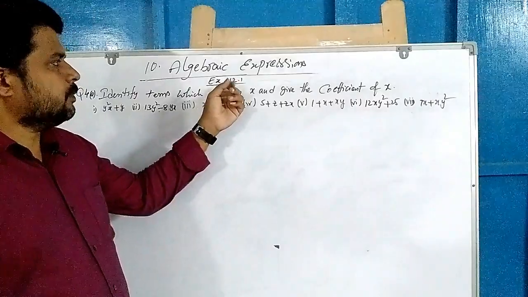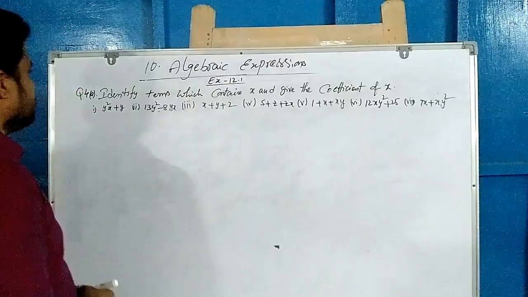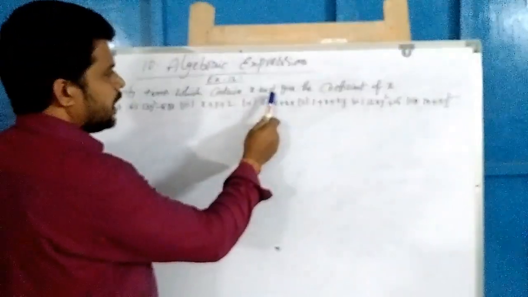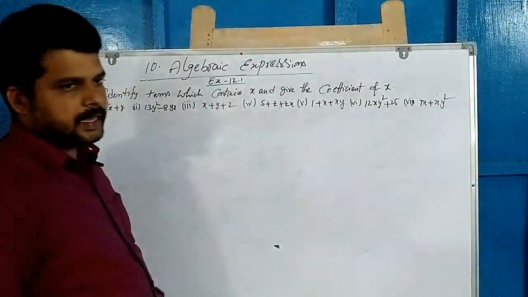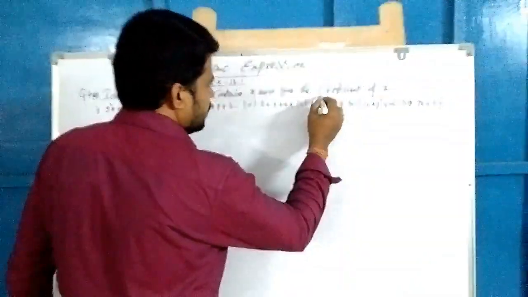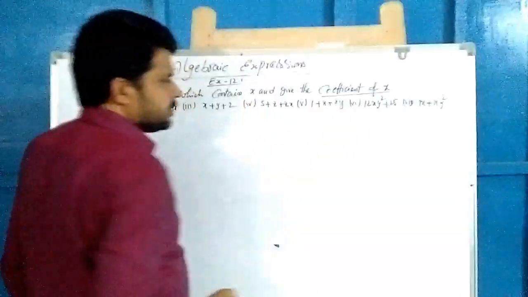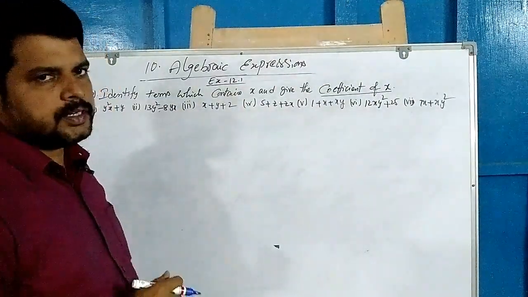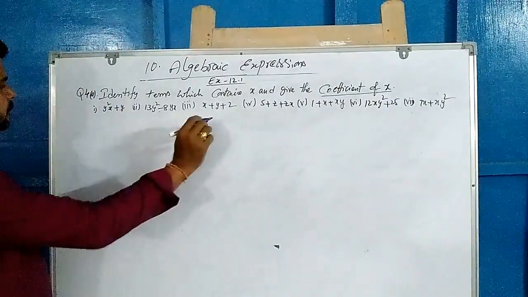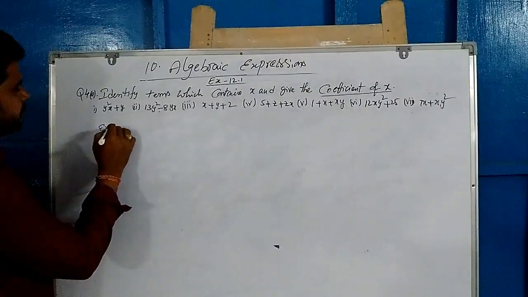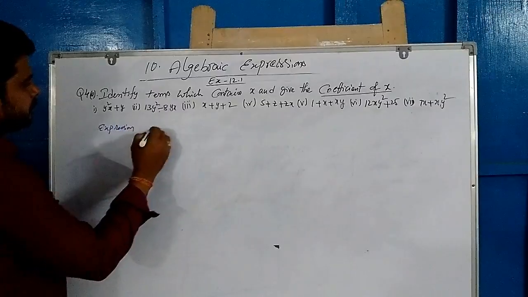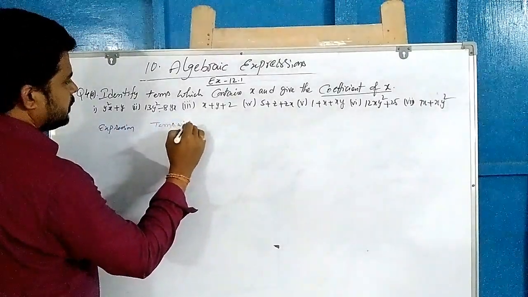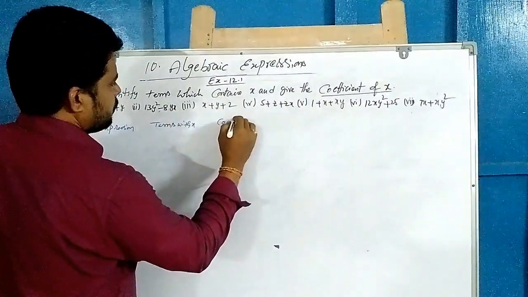So the same chapter, exercise 12.1, question number 4a. Identify the terms which contain x and give the coefficient of x. So this is very important. We need the coefficient of x. So what is multiplied with x? That is the coefficient of x. So expression, terms with x, coefficient.